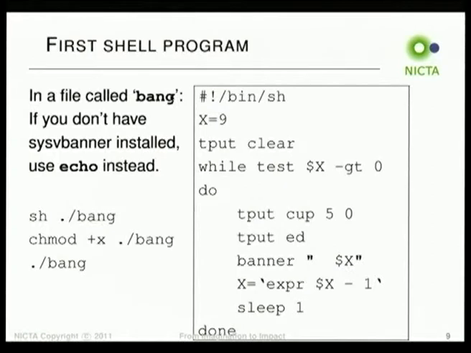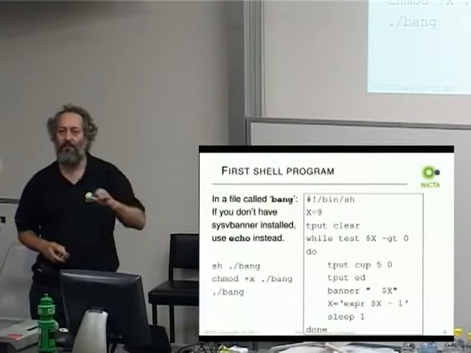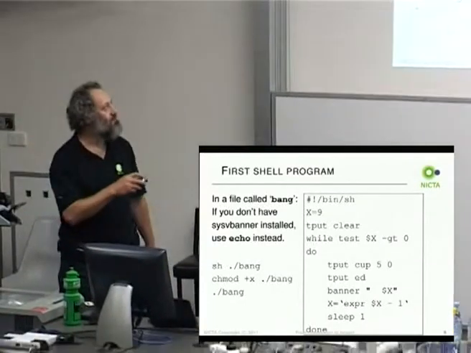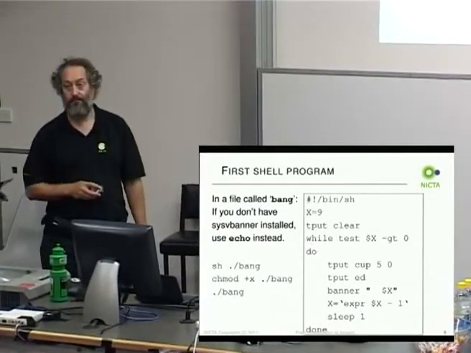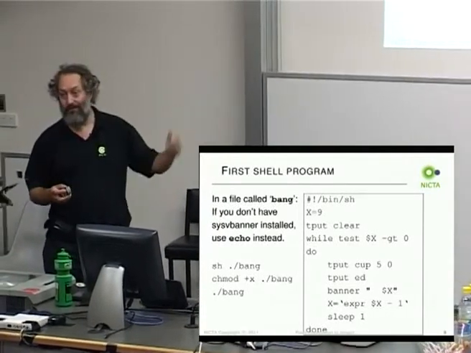This script illustrates a number of things. First one is hash introduces a comment. Anything after a hash character to the end of the line is ignored by the shell. The Linux kernel, if it sees hash bang at the beginning of the first line of a file, treats that as a magic number that means that the thing that comes after it is the interpreter for this file. So if you want to write a shell script, you put hash bang slash bin slash sh as the first line. If you want to use Perl, you'd put hash bang slash usr slash bin slash perl or whatever.